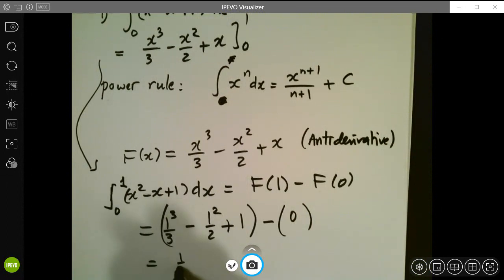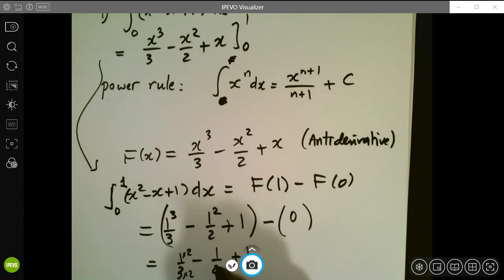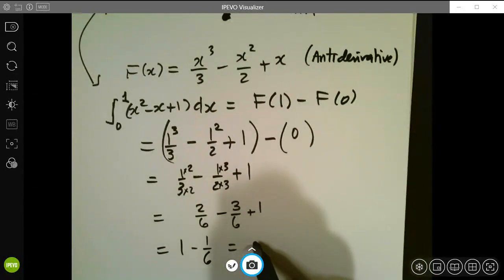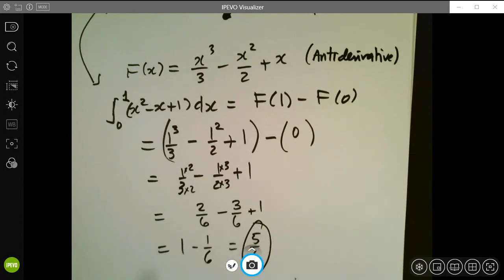It will be 1/3 minus, plus 1. Okay. If you multiply by 3, it will get you 2 over 6 minus 3 over 6 plus 1, which is 1 minus 1 over 6, which looks like 5 over 6 if I didn't make any mistake.